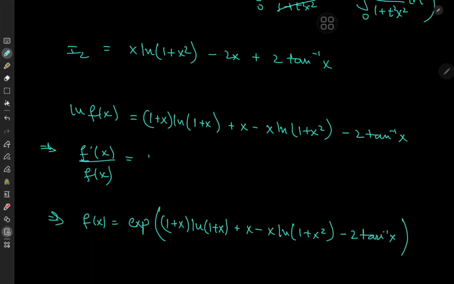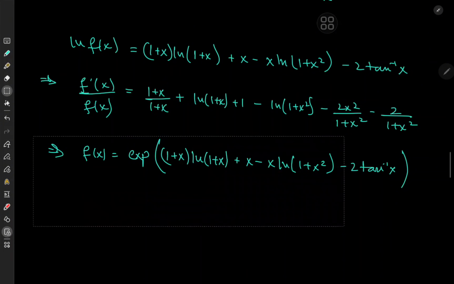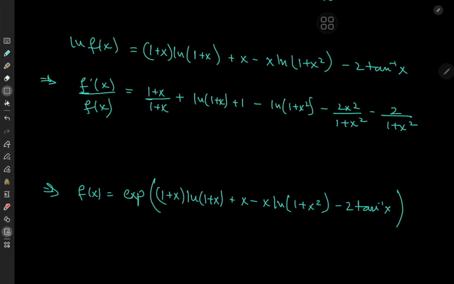So this thing results in, okay, product rule time. (1 plus x) over (1 plus x) plus log of (1 plus x), I believe, plus 1 minus, let's see, we got log of (1 plus x squared) minus, what should we have? Oh yeah, 2x squared over (1 plus x squared) minus 2 times 1 plus x squared on differentiating once more the arctangent. And now I need to simplify all this jazz.